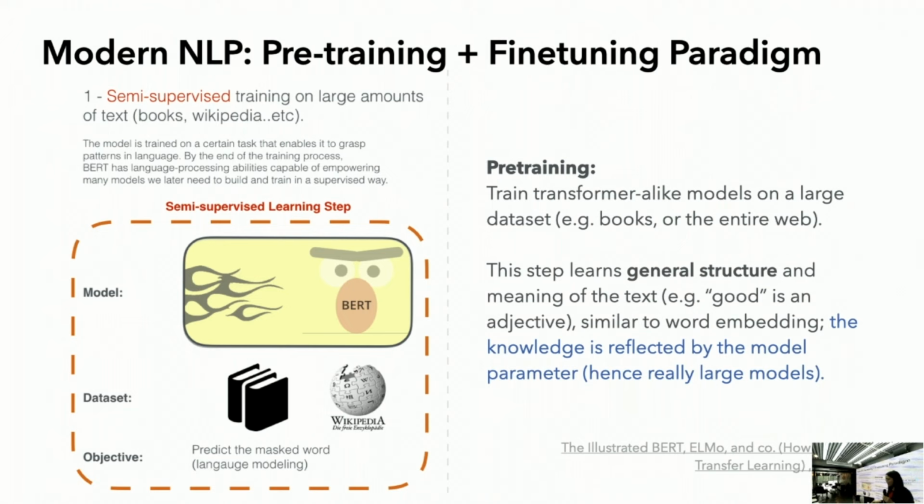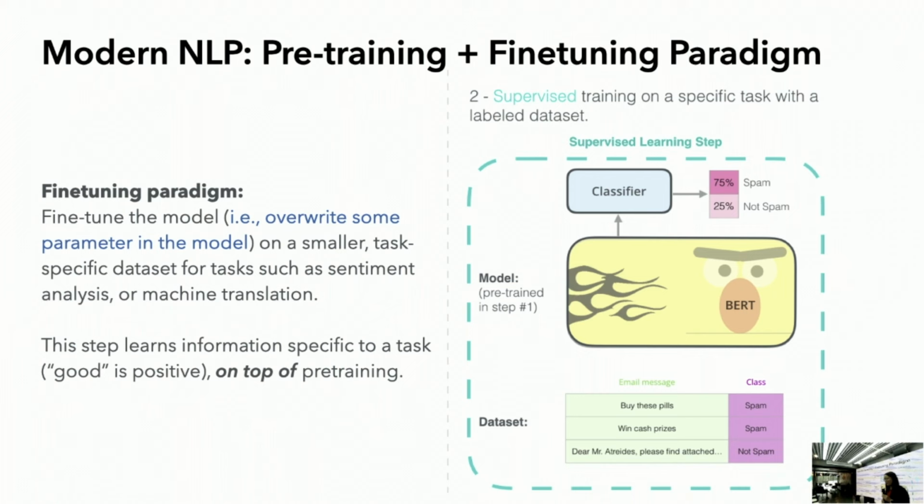The second stage is what we call fine-tuning. Once we have a model, let's say BERT or RoBERTa or BART, all sorts of models, then we can fine-tune those models on smaller task-specific datasets, such as sentiment analysis or machine translation. This step learns information specific to a task on top of pre-training. So there will be this kind of paradigm.